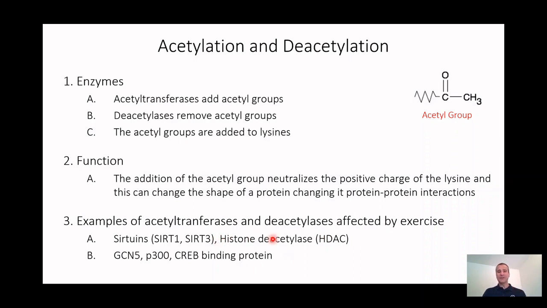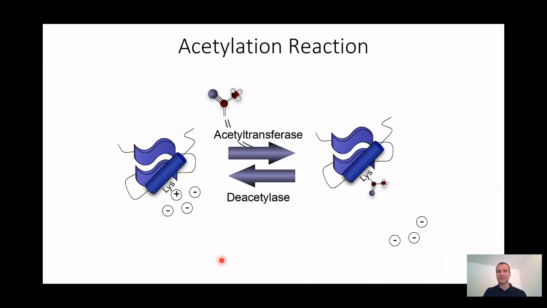And when we look at the other side, the acetyltransferases, we're talking about things like GCN5, which is activated by exercise, P300 and CREB binding proteins. These are other forms of acetyltransferases that can be activated by diet and exercise. And we're going to take advantage of those things because they are important in the adaptation to exercise and diet.